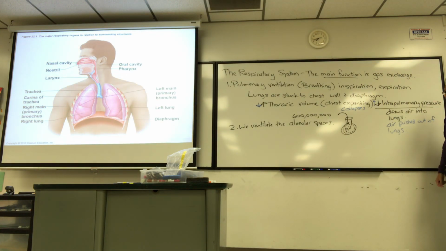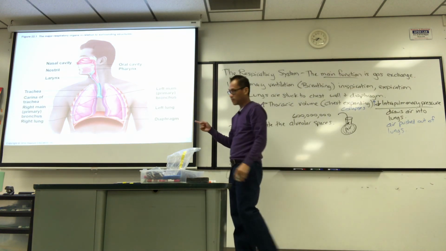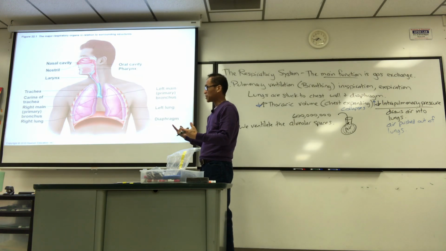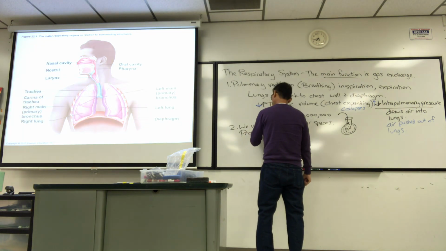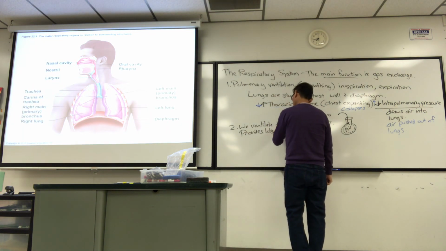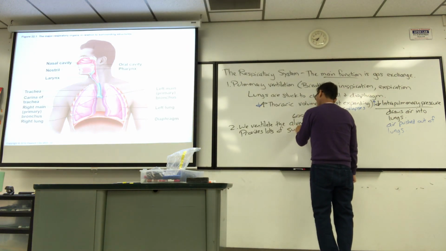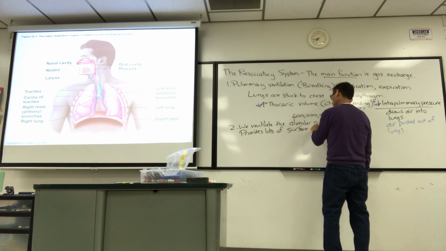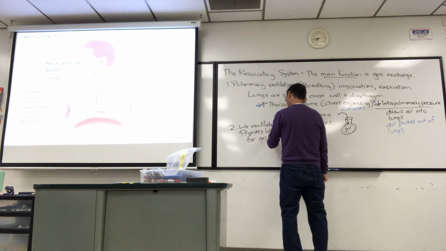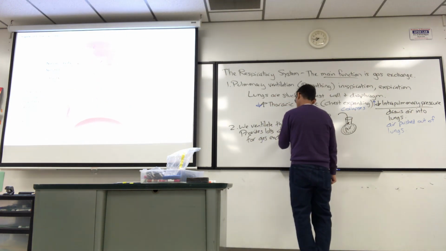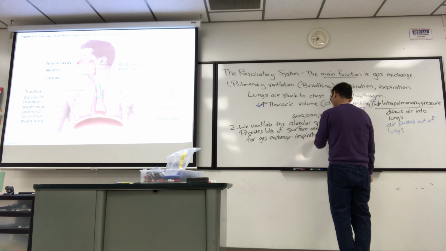Okay. And then what happens is, when you ventilate the alveolar spaces, this system provides a lot of surface area for gas exchange, and we call that the respiratory membrane. Provides lots of surface area for gas exchange. Respiratory membrane is what we call it.